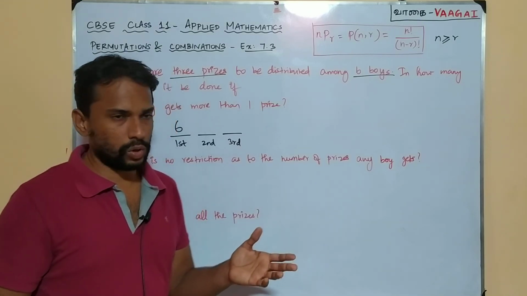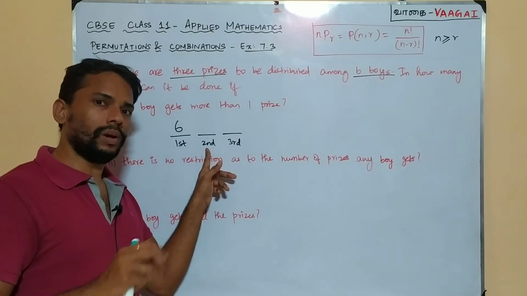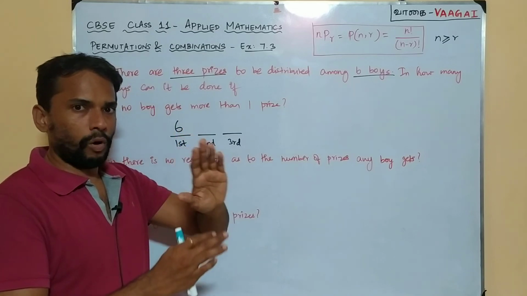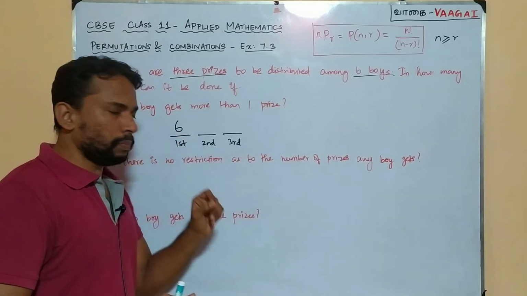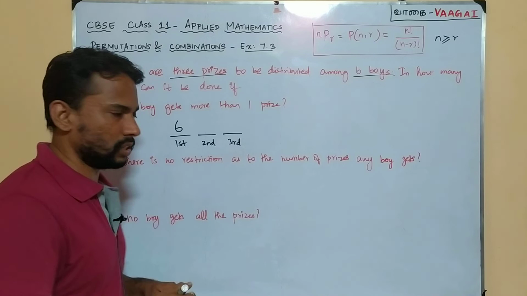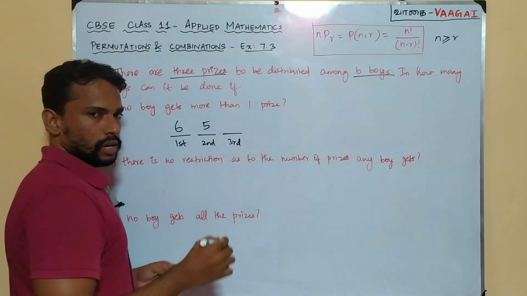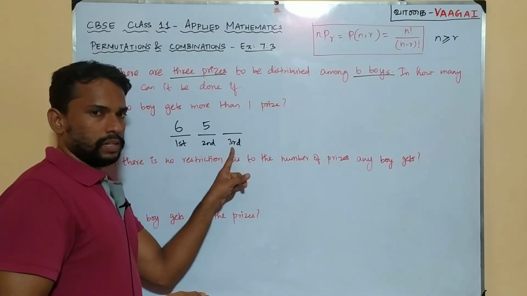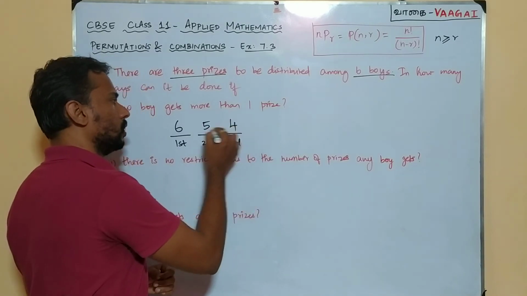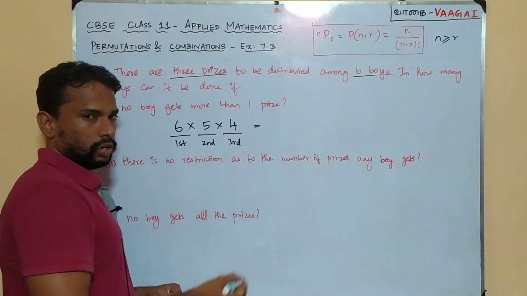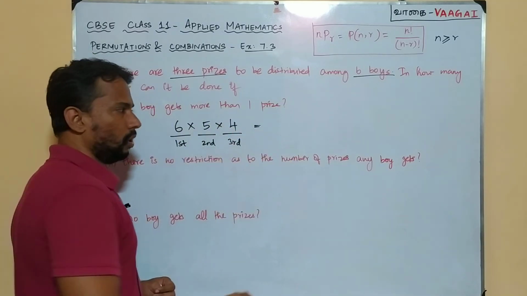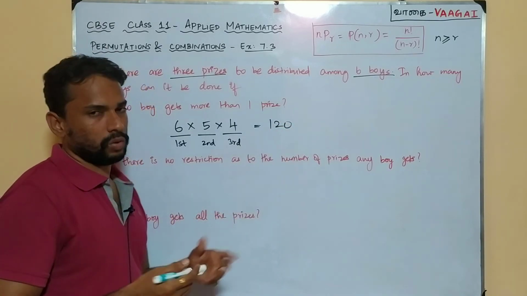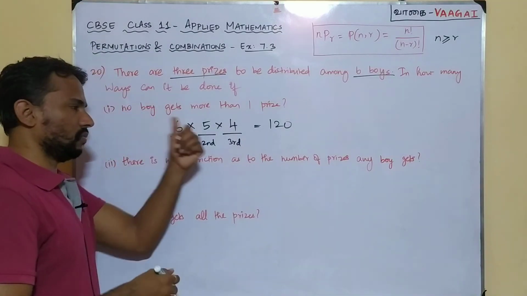The idea is very clear to you, right? The second prize will have only 5 choices because the first prize already went to one boy. So that boy is now out of the scene. So 5 ways this can be distributed. And coming to the third prize, there will be 4 more boys, so 4 ways. So your answer for the first subdivision is 6 into 5 into 4, which is 120. 6 5s are 30, 30 4s are 120. So 120 is the answer for your first subdivision.